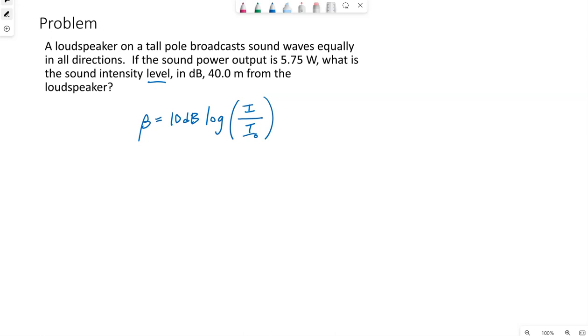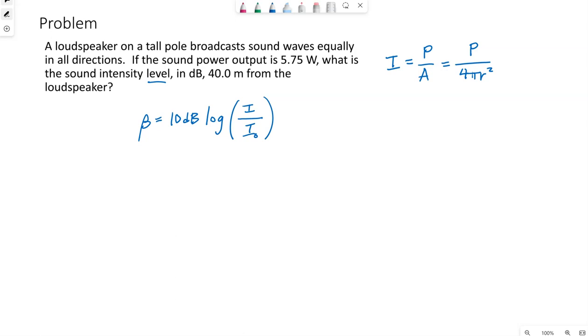Intensity is power of the source divided by area, meaning the area that the waves are spreading over. Since the problem tells us that the sound waves are broadcasted equally in all directions, the area we want is the surface area of a sphere. Meaning, if I'm 1 meter away from this speaker, regardless of what direction, then I hear the same intensity.